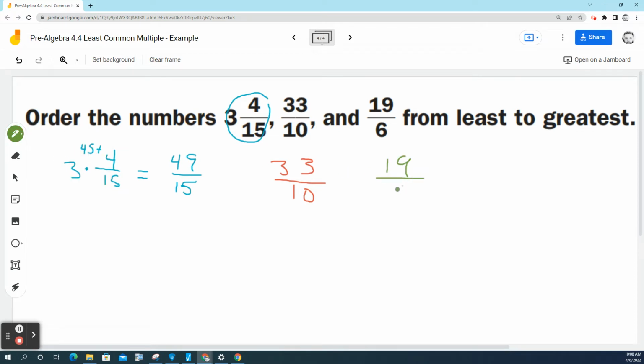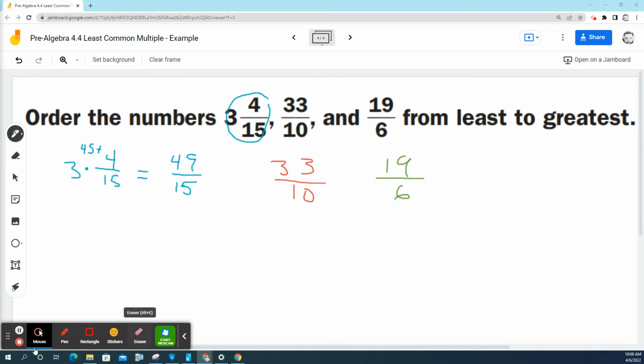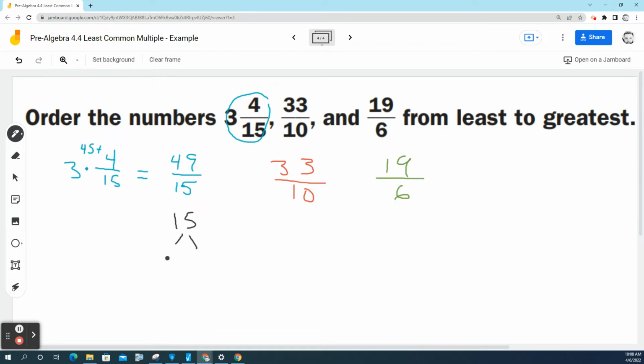So I need a common denominator, or the least common multiple, for all three of these. In this particular case, we call that the least common denominator. So I'm going to take 15. What's the prime factorization of 15? 3 times 5, right? What's the prime factorization of 10? 2 times 5. And then what about 6? 2 times 3.